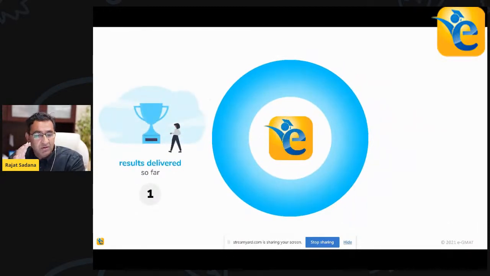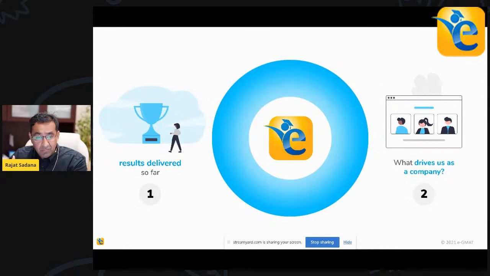And I think if you want to talk about e-GMAT, you've got to talk about two things. One is the results that we've delivered so far. I'm going to spend about a minute on that. But then the thing that I want to talk about is what drives us as a company, and where it is that we are going. So I'm going to start briefly with the results.